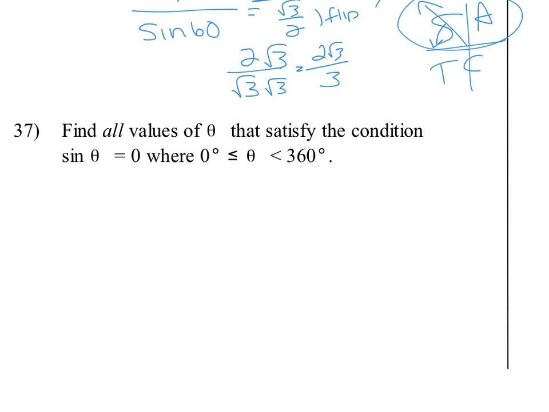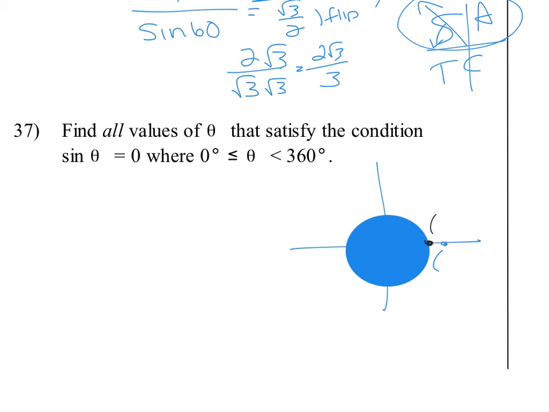Find all the values of theta that satisfy the condition sine theta equals 0. Okay, easiest route to take with this one, and it's just the way I do it, is using the unit circle. So remember, if I draw, awesome, a unit circle. Hold on, I need a circle. So, okay, there's a circle.